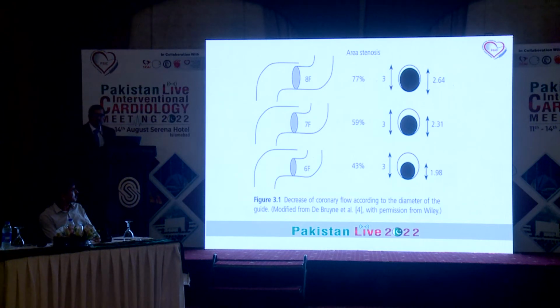If you're taking 6 French guide, it would occlude almost 40% of the ostium of the RCA, of the coronary artery, depending if the ostium is healthy and there is no spasm. If you are taking 7 French, it would occlude almost 60% of the ostium. And if you are taking 8 French, then it would almost occlude 80% of the ostium, leading to some ischemia during the procedure.